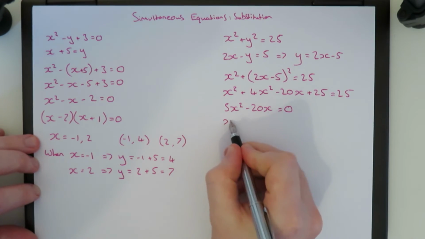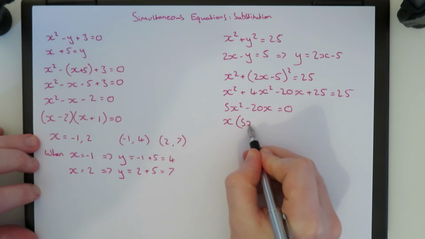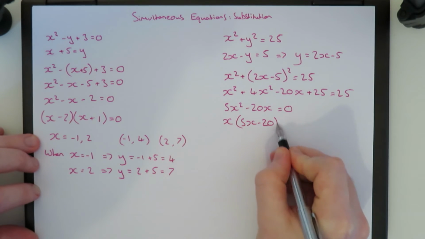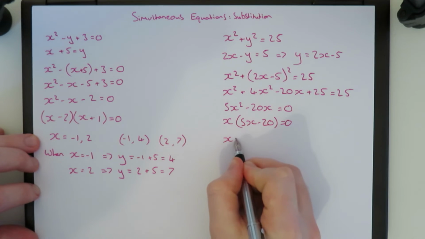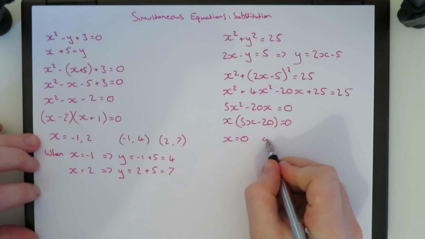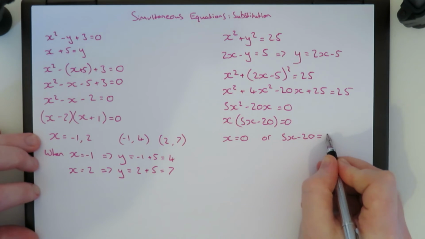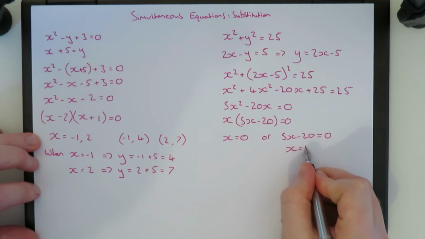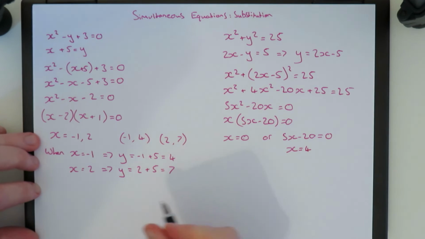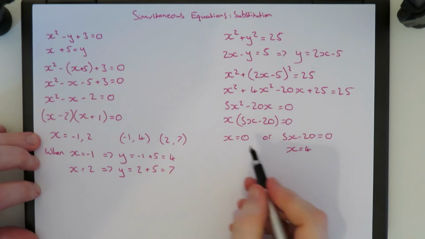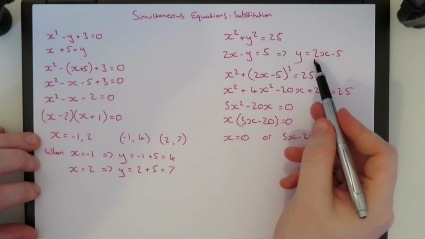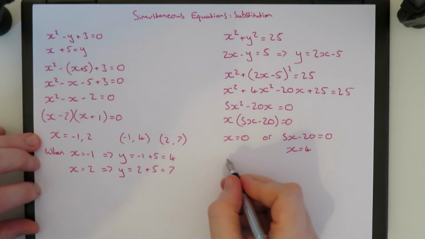Now here we factorise this, so either x equals 0 or 5x minus 20 equals 0, which means x is equal to either 0 or 4. So we now have two solutions for x. We now substitute these back into this equation here to work out what y is.